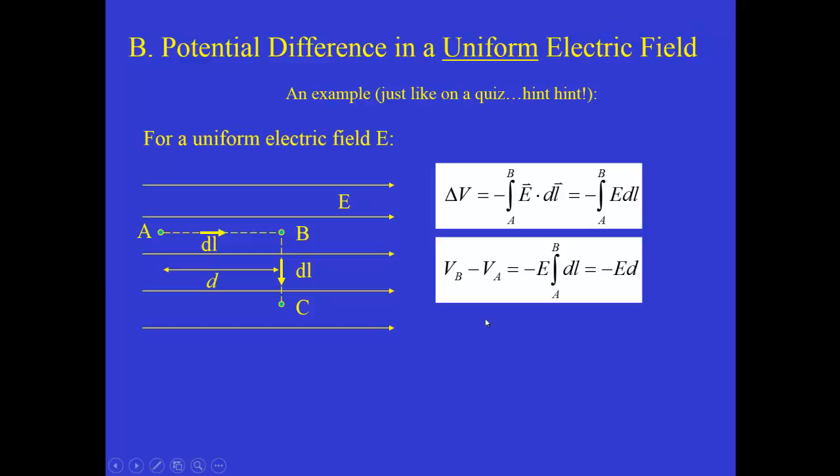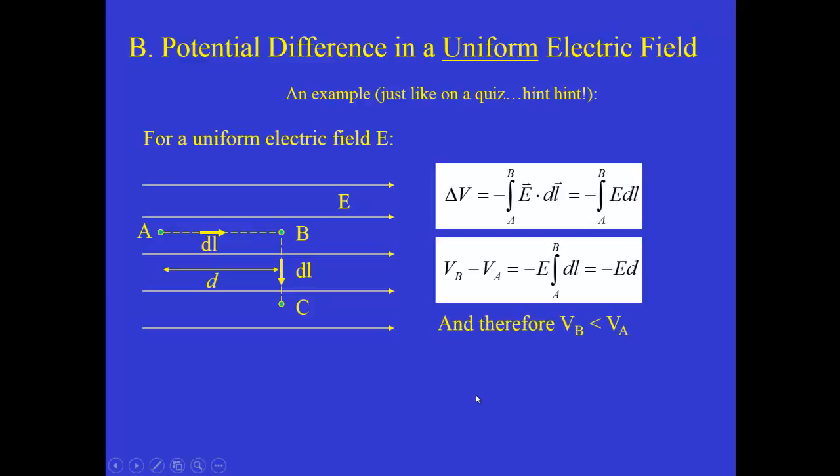And notice what's interesting about this, it tells us not only the magnitude of the potential difference, but it also tells us that the potential at point B is less than the potential at point A. And the general rule we see is when you're traveling along the direction of an electric field line, you're always moving from higher to lower potential.